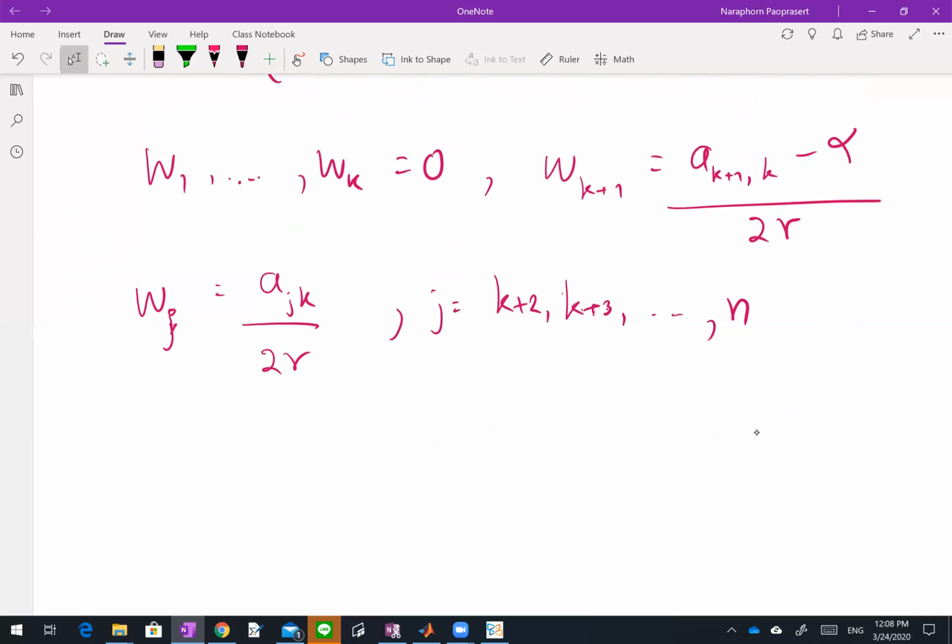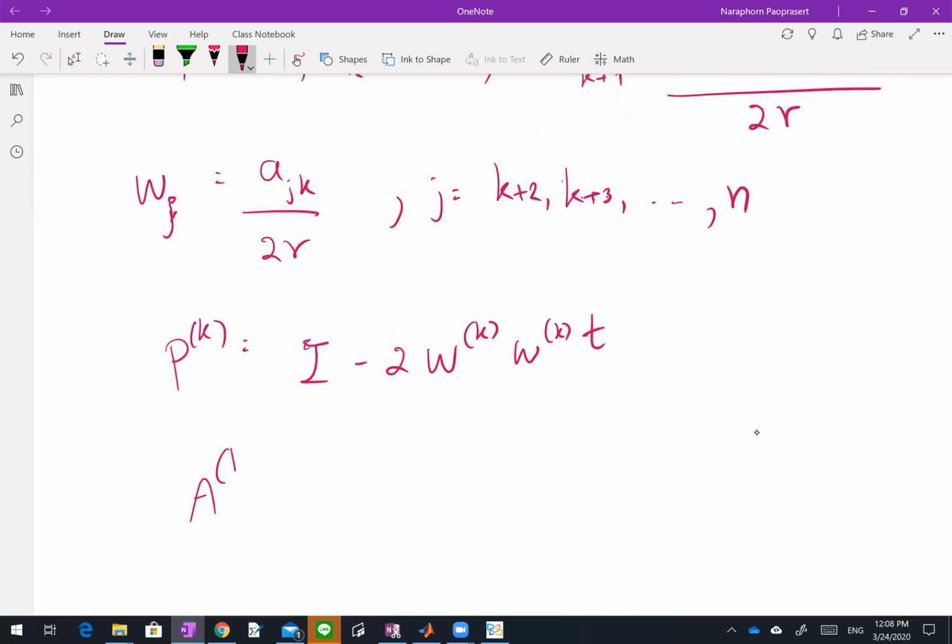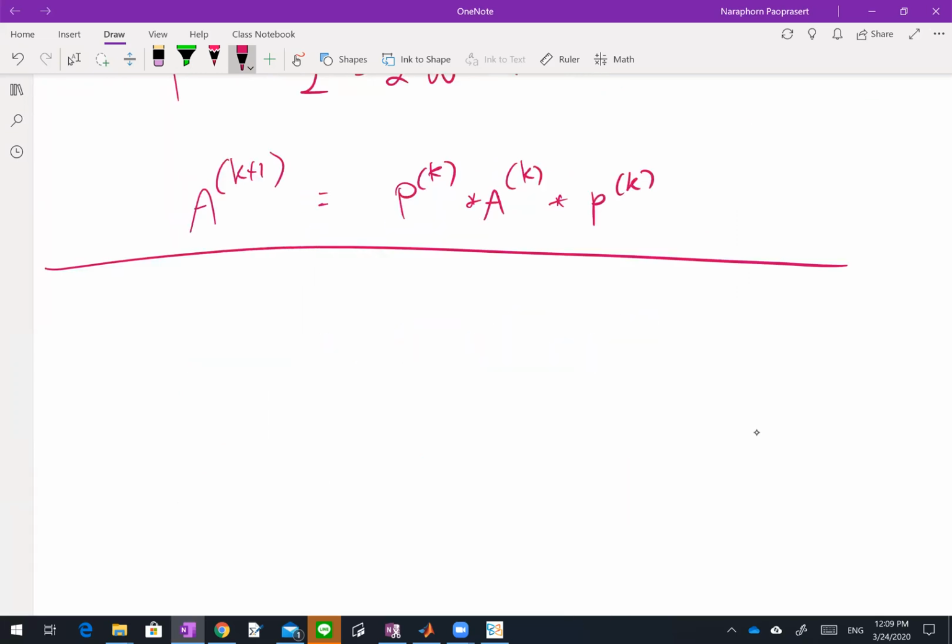Once you have all the W, of course, you can find the P, right? So Pk is just I minus 2 times W in the kth round times W in the kth round transposed, and then A in the k+1 round is just Pk times Ak times Pk. Okay, so this is pretty much it for the theory behind the Householder's method. Let's see an example before we go into MATLAB.